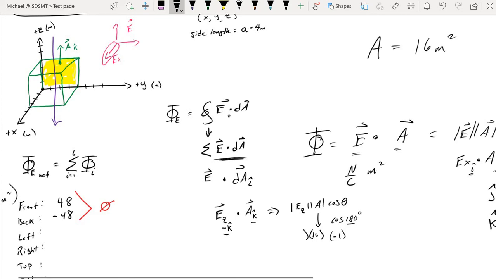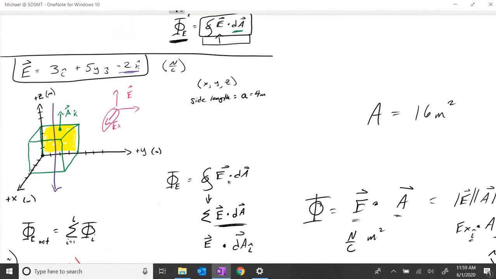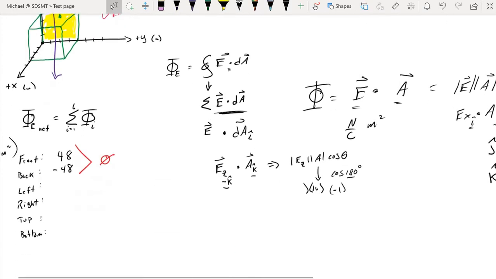The magnitude of the area is 16. The magnitude of the z component is 2. And so here we get a -32 newton coulomb meter squared. So that's for the top face. So we can come down here to the top face, -32.